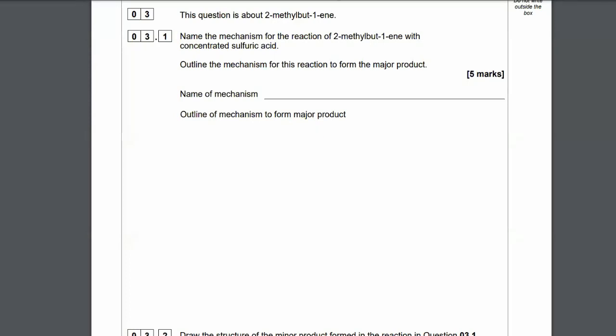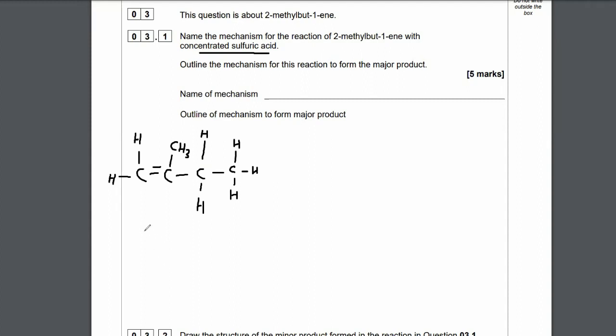Now, there is another step to this mechanism which they don't require here, which is if you add cold water, you actually end up with an alcohol, but that is not included in the stem here. So we just need to do the first part of this mechanism, and we need to write out the structure of 2-methyl-but-1-ene first. I know I've got a bit of a dodgy methyl group attached there, but I just couldn't really draw it with the writing properly.